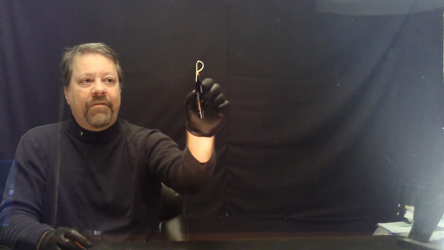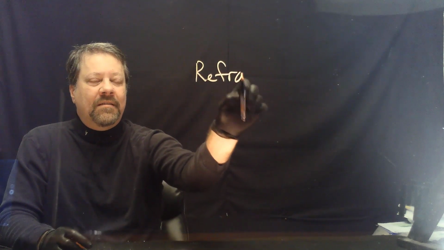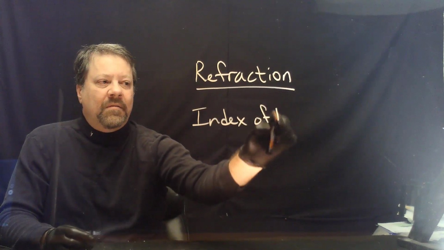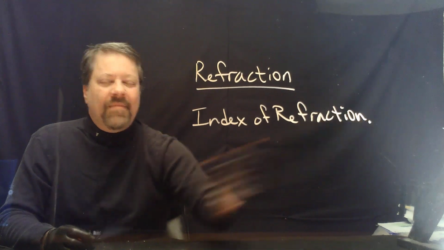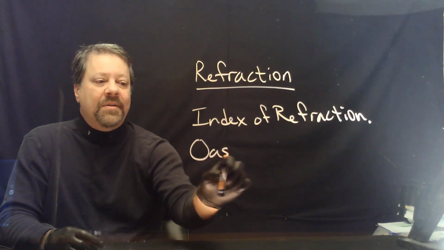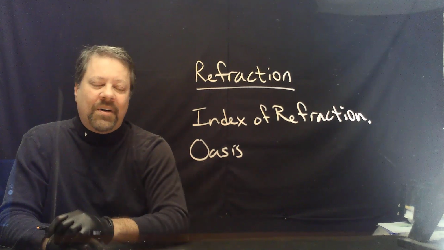A mirage is just a refraction of light through a substance that has variable index of refraction. There are many such phenomena besides the oasis that we have just described.